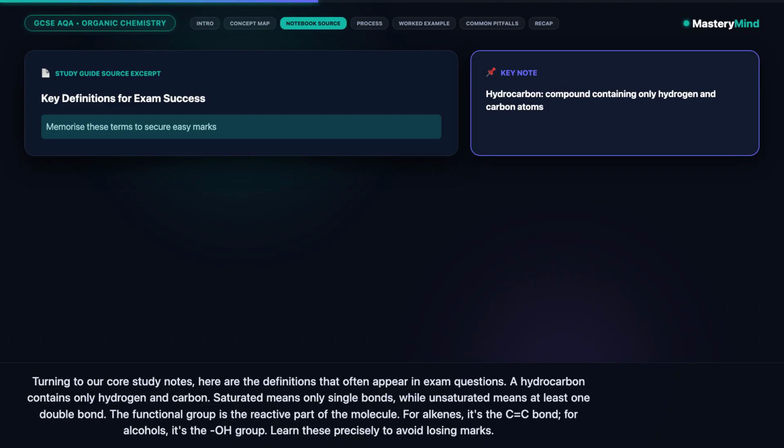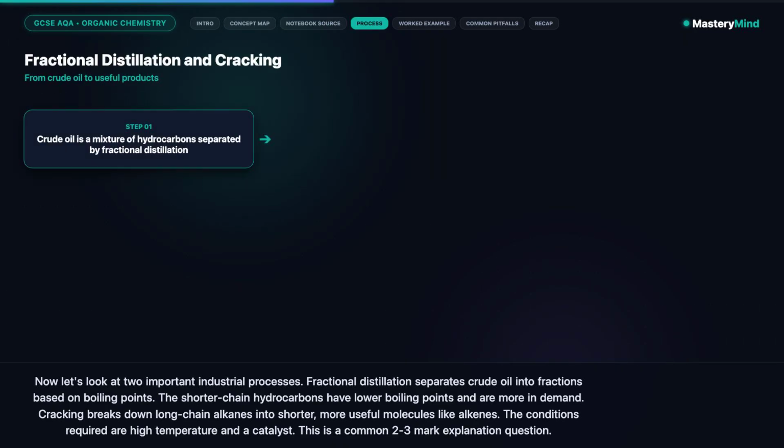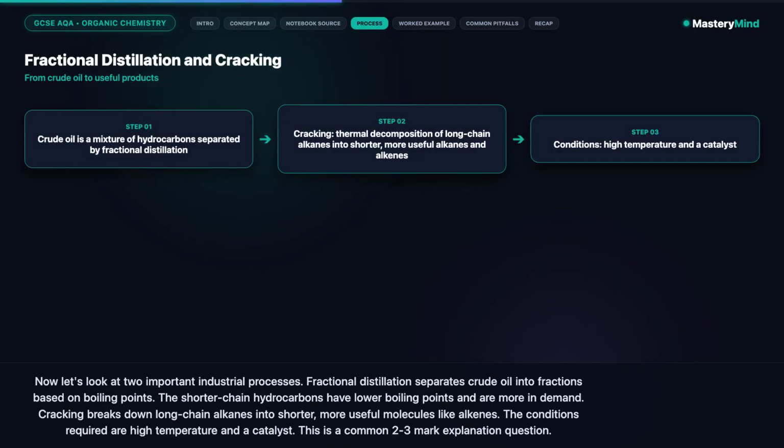Now let's look at two important industrial processes. Fractional distillation separates crude oil into fractions based on boiling points. The shorter chain hydrocarbons have lower boiling points and are more in demand. Cracking breaks down long chain alkanes into shorter, more useful molecules like alkenes. The conditions required are high temperature and a catalyst. This is a common 2 to 3 mark explanation question.